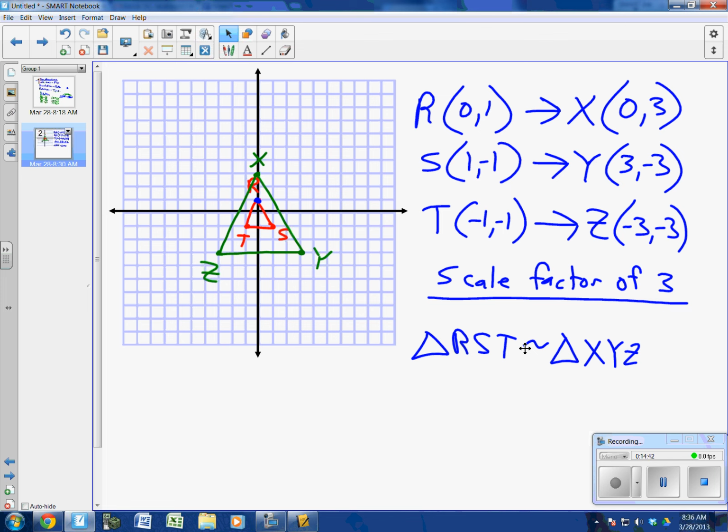Okay, reflection is one of them. What's the other one? A dilation. Does it matter which order you do them in? Okay, it does not. So we're going to do this one.